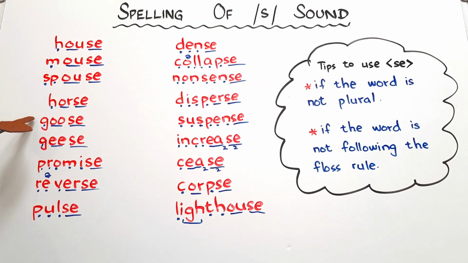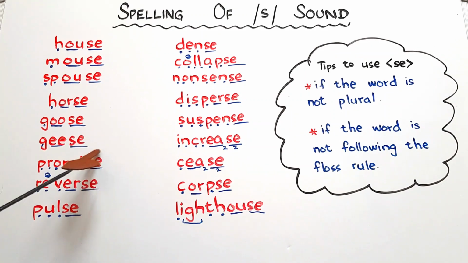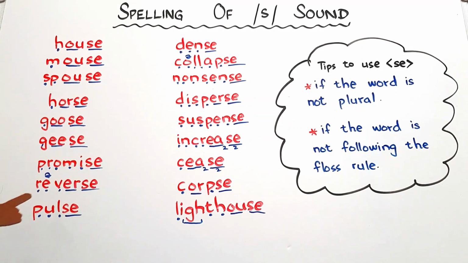Geese. Goose is singular and geese is plural. Next word is pro, miss, promise. This E is not the split digraph. It's not the magic E that will pull the sound of I to its name. This E is there to support this S, and the word is promise. When you commit to somebody to do something, it's a promise.